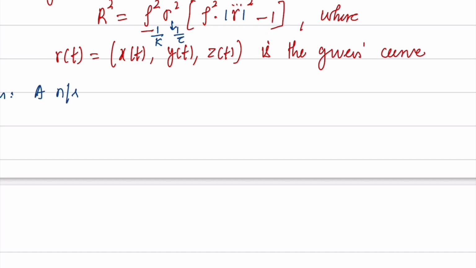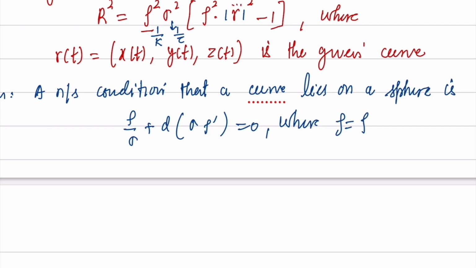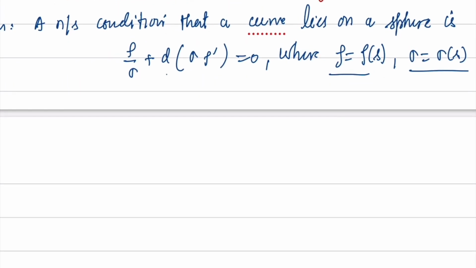A necessary and sufficient condition that a curve lies on a sphere is that rho divided by sigma plus the derivative of sigma rho dash is equal to 0, where rho is the radius of curvature, defined as a function of arc length s, and sigma is equal to sigma of s, again the radius of torsion, defined as a function of arc length. And in this derivative, we take the derivative of sigma into rho dash with respect to s.